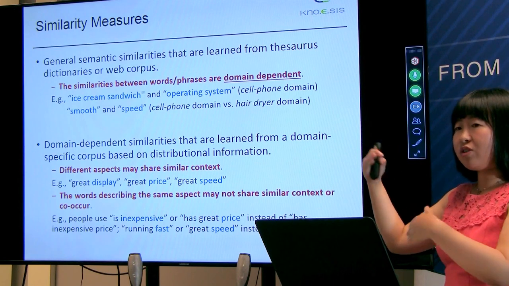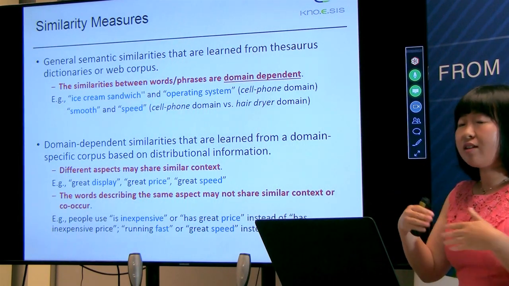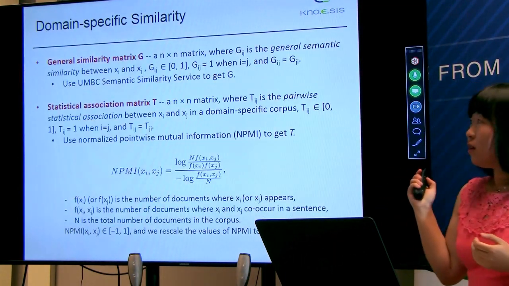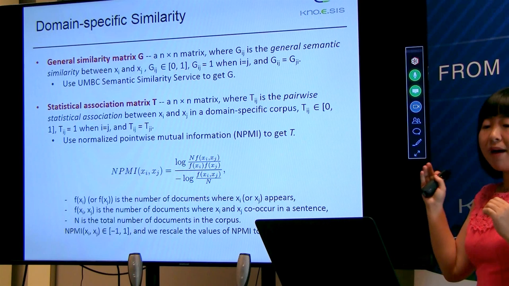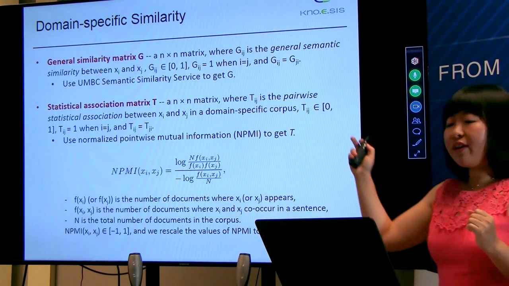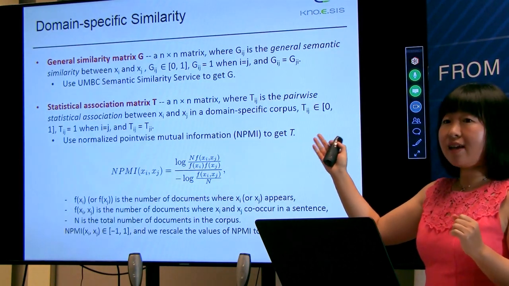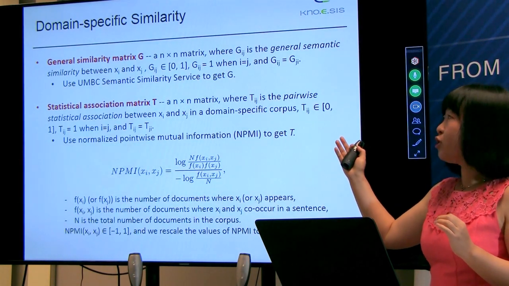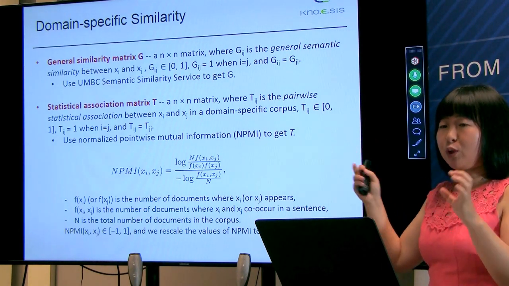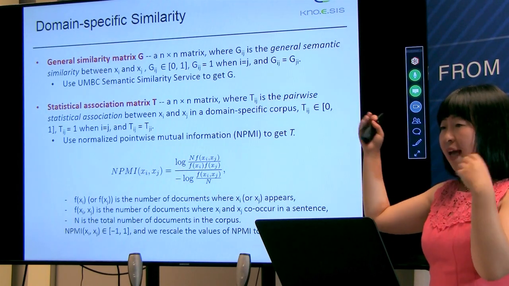So using domain-dependent distributional information from a domain-dependent corpus may not capture these cases. However, these cases can be easily captured by general semantic similarity. So the two similarity measures complement each other. That's why we have the idea to integrate them, and why we extract these two similarity metrics. We first have the general similarity matrix G. G is an n times n matrix, where each element Gij represents the general semantic similarity between two candidates Xi and Xj. We use the UMBC semantic similarity measure to get this G.